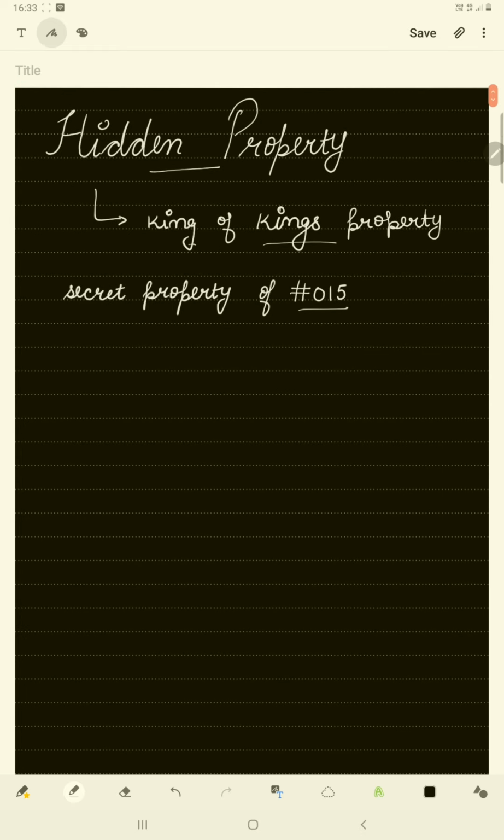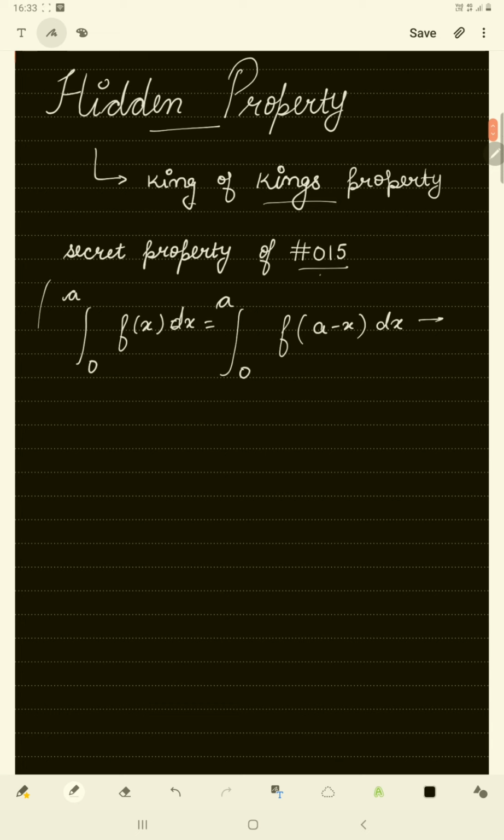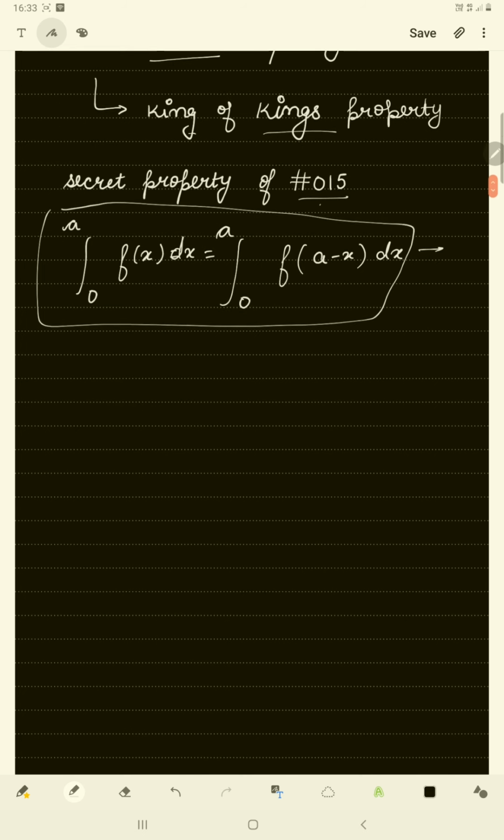If you remember, in the 14th video we did the king's property, which was defined from 0 to a f of x dx equals 0 to a f of a minus x dx. That was the king's property, but now we are going to discuss a property that is the origin of the king's property. That's why it is called the king of kings property.